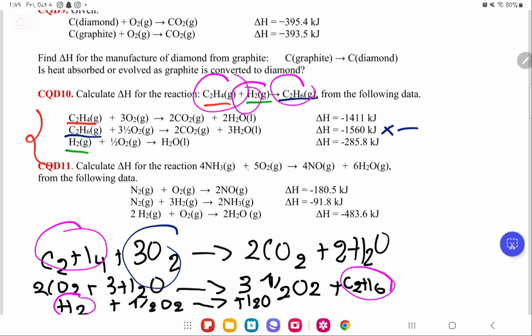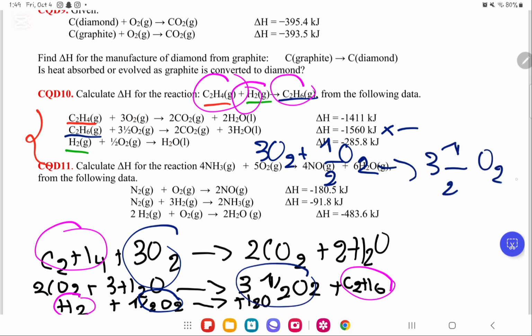Meaning, we have 3O2 in the reactants plus 1/2 O2 also in the reactants, which will give us 3.5 O2 in the products. Because we have the same coefficient of O2 in the reactants and the products, we can cancel them out because they will subtract and give us 0. Then we have 2CO2 in the reactants and 2CO2 in the products, so they will cancel out. Or if you subtract them, they will give you 0.